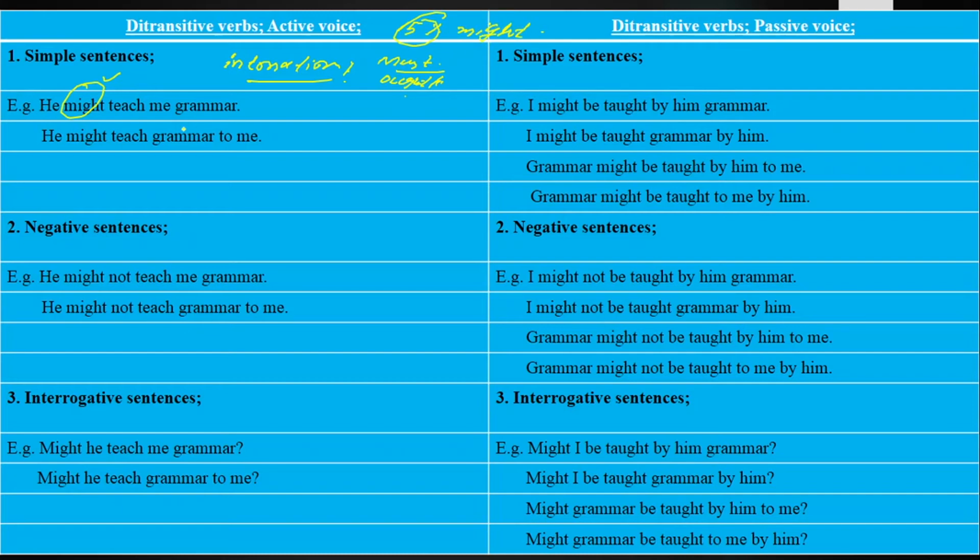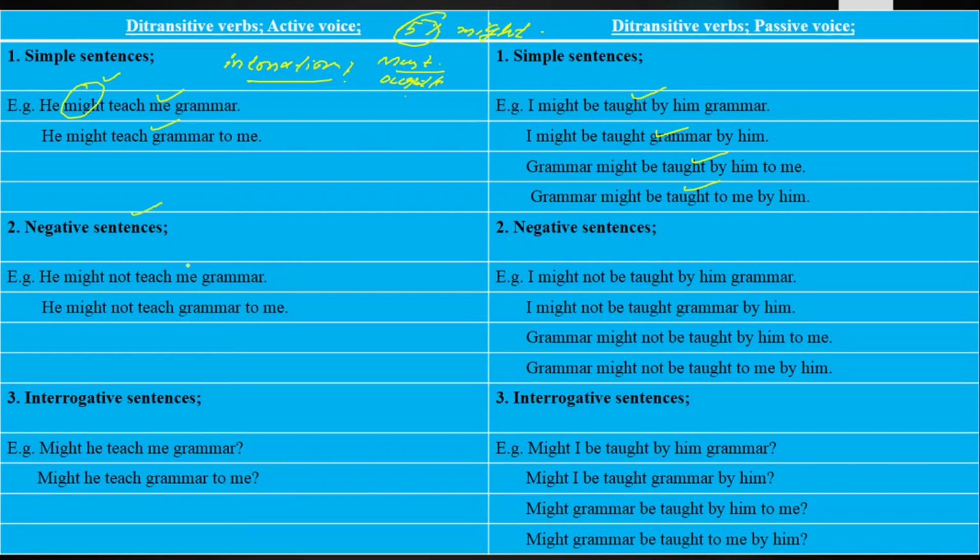So let's make the sentences. He might teach me grammar, he might teach grammar to me, I might be taught by him grammar, I might be taught grammar by him, grammar might be taught by him to me, grammar might be taught to me by him. Next, we have got negative sentences in which we deny the statement.